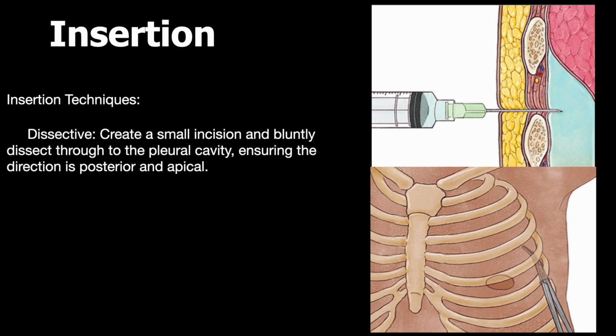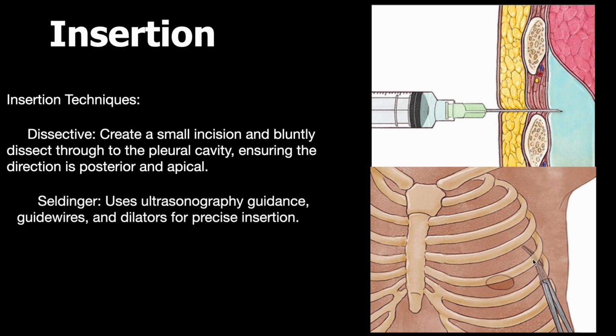Now create a small incision and blunt dissection through the pleural cavity, ensuring the direction is posterior and apical. Once you have dissected this place, then you must dissect in a posterior and apical direction. This is the direction that you must go, posteriorly and apically.